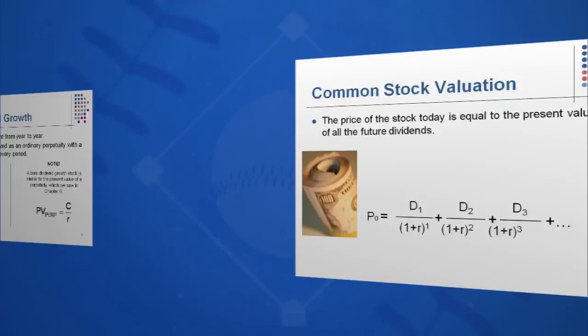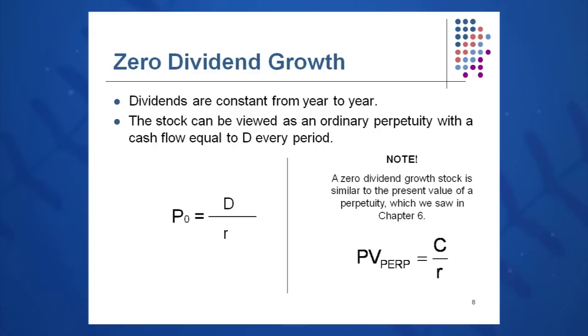Model number two, again, that's the general stock valuation equation. If we have no growth in dividend, as I said, the price today is simply equal to D over R, which looks like a perpetuity equation, C over R, from session number six. So it's the same amount each year in dividend. The price of the stock is simply the dividend divided by the required rate of return.